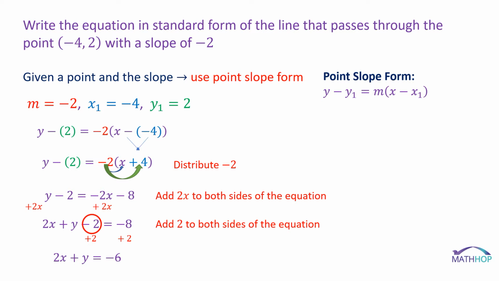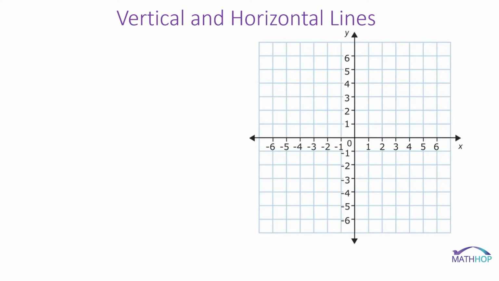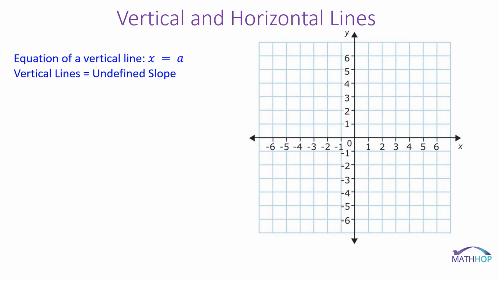All right, let's talk a little bit about vertical and horizontal lines because the equations of vertical and horizontal lines are automatically in standard form. Okay, vertical lines, x equals a. Remember that vertical lines have an undefined slope, right? If you were to subtract your x-coordinates, they're all the same, so you divide by 0, and that's not okay. Let's look at a vertical line, and I'll show you what I mean.